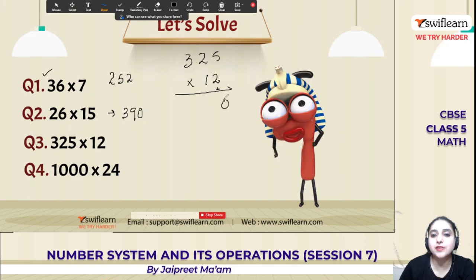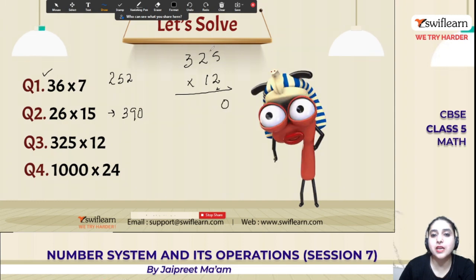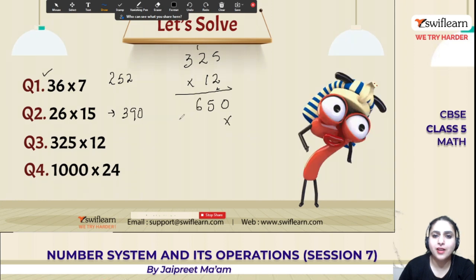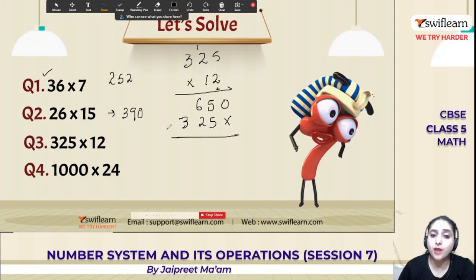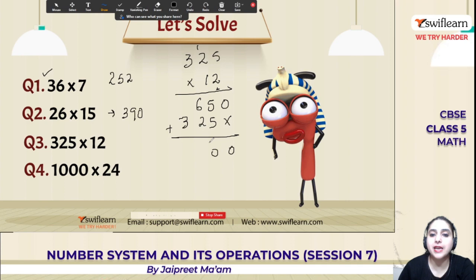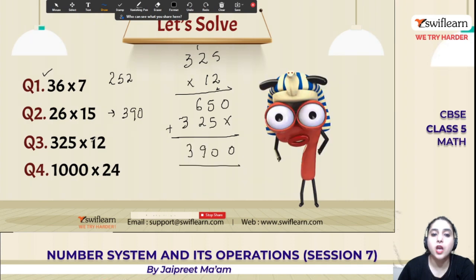2 times 5 is 10. 1 carry forward. 4 and 1 makes 5. 3 and 2 makes 6. Again we have 1. So simply write down the number. Then you have to perform the addition. So 0 and 10 and 6 and 3 makes 9 and 3 over here. So our answer is 3900.